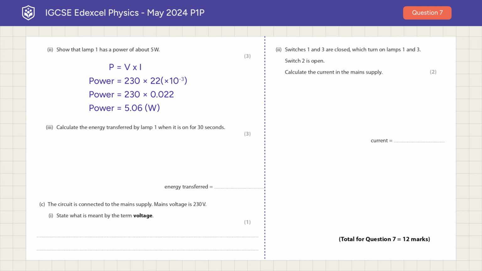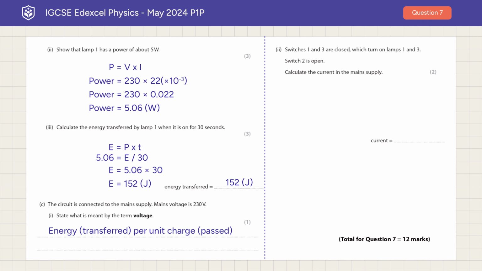Next question. To find the energy transferred when it's on for 30 seconds, we use energy equals power times time. So 5.06 watts times 30 seconds gives us 152 joules. For Part C, the term voltage is defined as the energy transferred per unit charge.